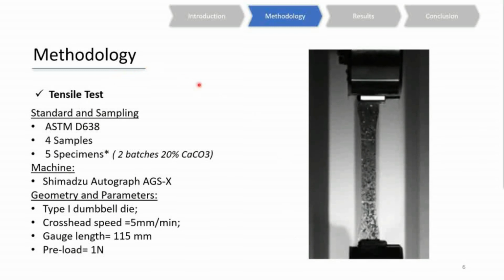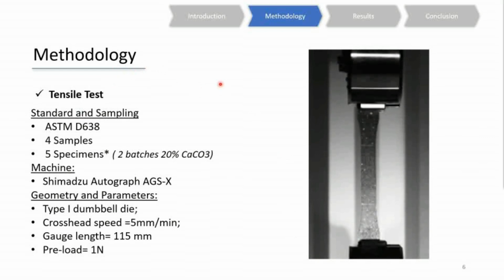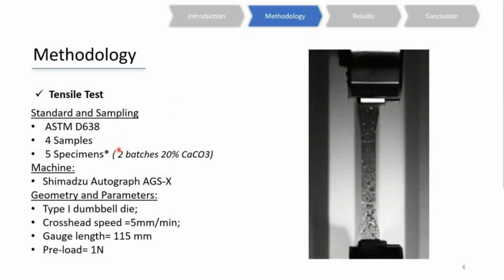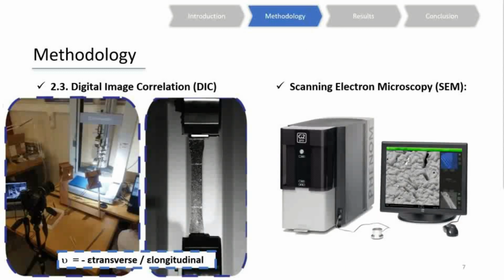The tensile tests were carried out according to ASTM D638. 4 different samples were analyzed, each one with 5 dumbbell-shaped specimens, and also images were taken during the test. One picture was taken every 5 seconds and analyzed using Google Correlate software to give us the longitudinal and transverse deformation used to calculate the Poisson ratio. And this image analysis was the digital image correlation. And also we used scanning electron microscopy, and it was done in a Phenom Pro desktop scanning.